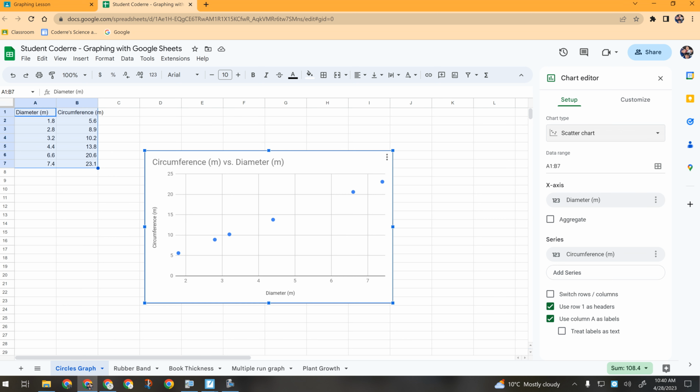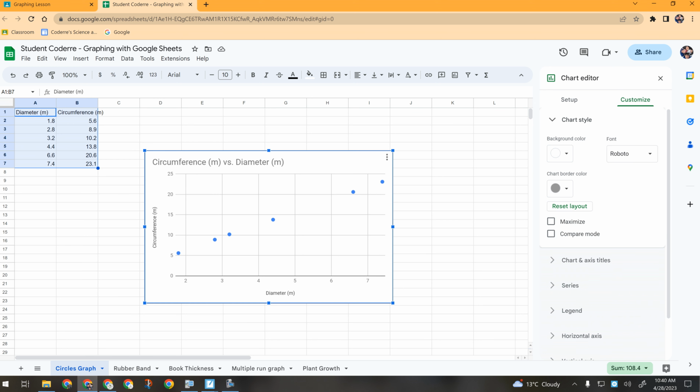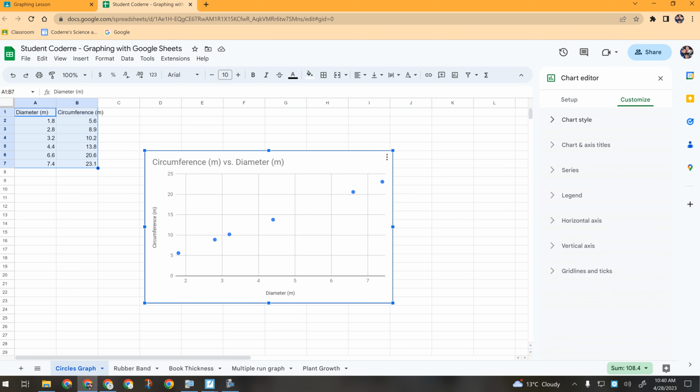The way I do that is I go out of setup and into customize. Over here on the right, I click customize. This is where you can do all kinds of things to the appearance of your graph. We've already done the chart style. We can change things in there, like the background color and the border color, but I very rarely do anything with that. Chart axis and titles is where I can change the title or my axis labels, but they're already pretty good, so I probably don't need to do anything with that.